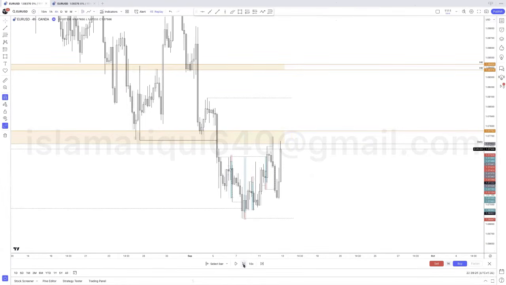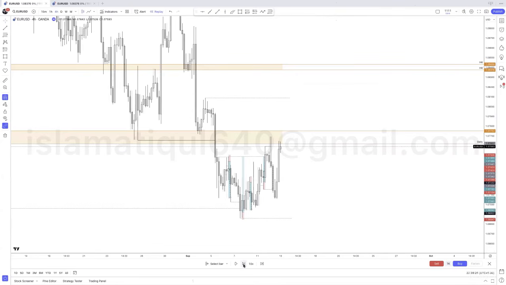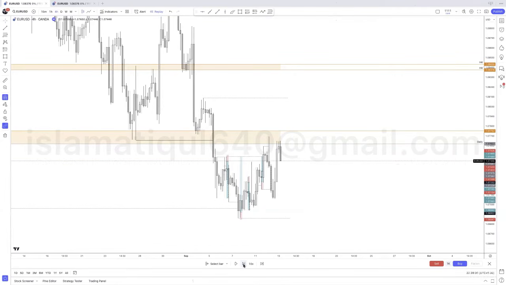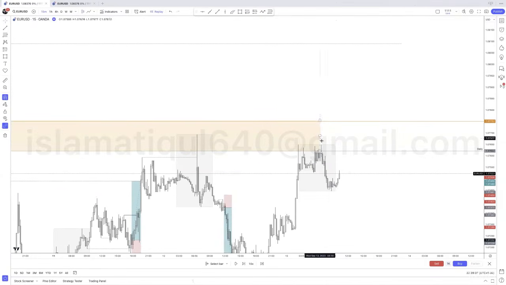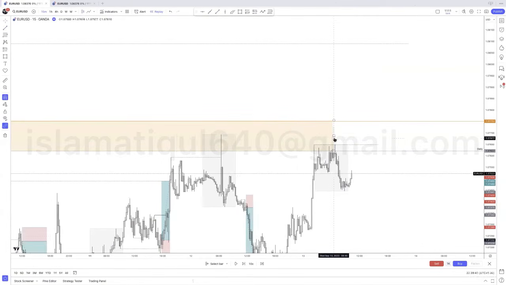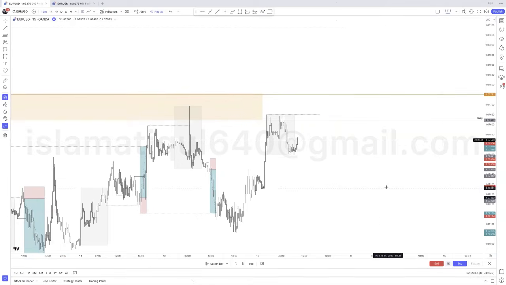Okay, I don't know what to do. First one, Asia. Second one, Asia is building up equal highs. Can you guys see that? Yeah, equal highs very clearly. Maybe there is some high impact news this week that might sweep all of it. Okay, London itself could do that. 11:30 and 12:30. London itself can do that.